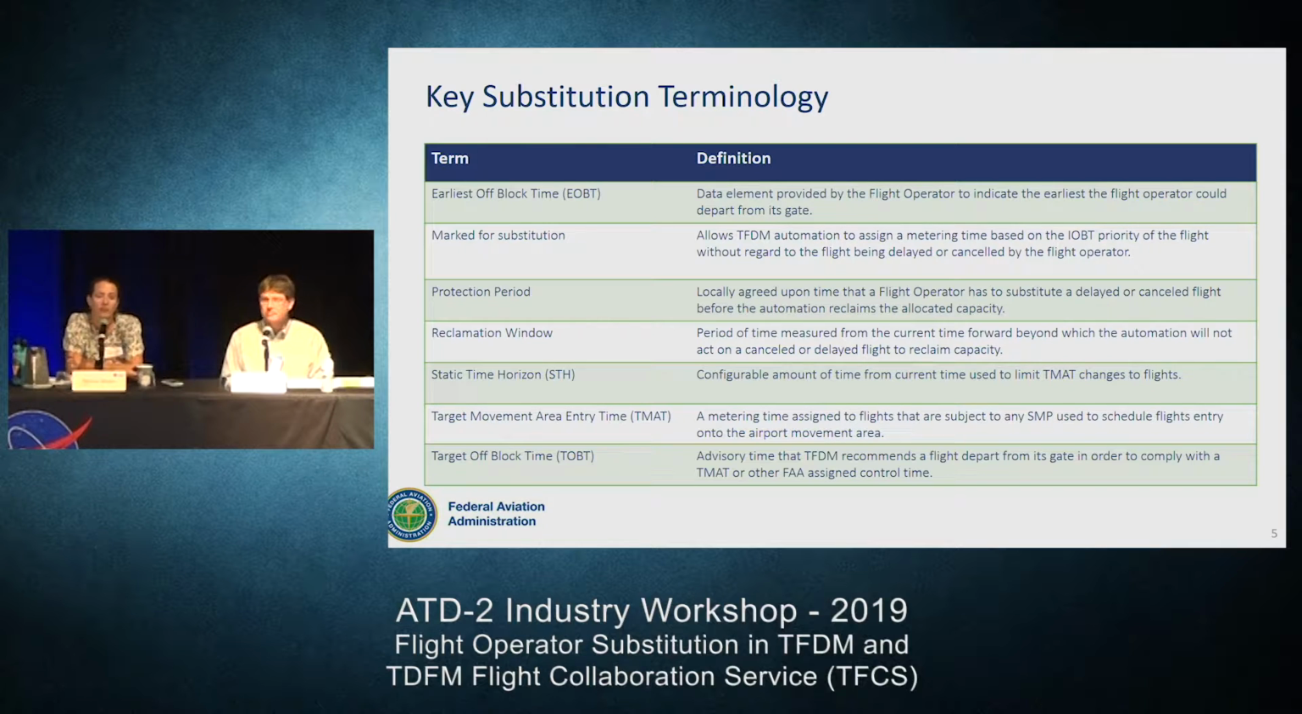The static time horizon also comes into play. We'll see that in the use case. Static time horizon is simply when TFDM starts to freeze those surface metering times for situational awareness for the tower, so that there's some sort of plan that everybody is working towards. And then TMATs and TOBTs are the surface metering times that are going to change as part of substitution. And like Eric said, that's where the inexact and exact substitution rules come in.